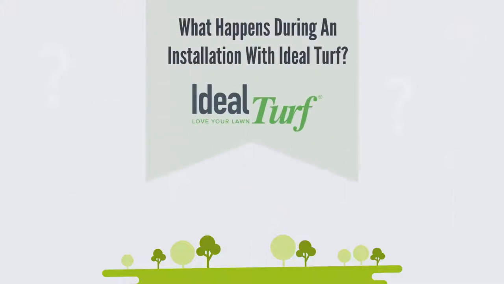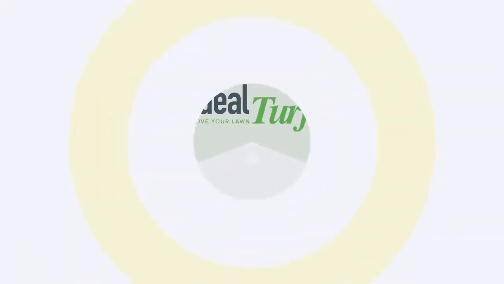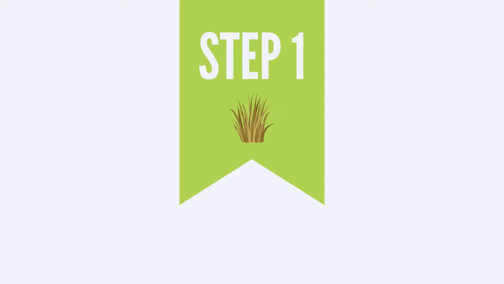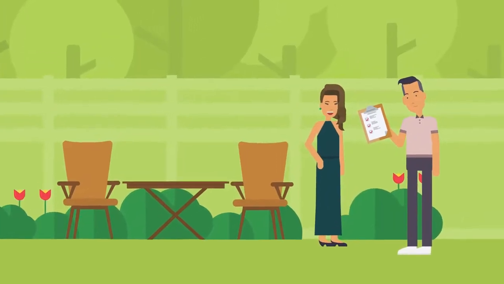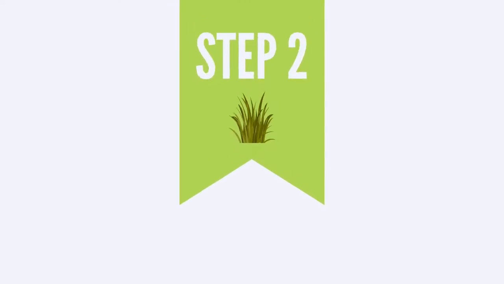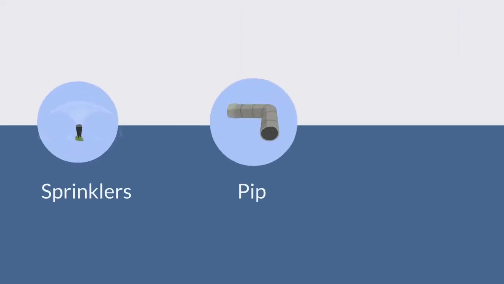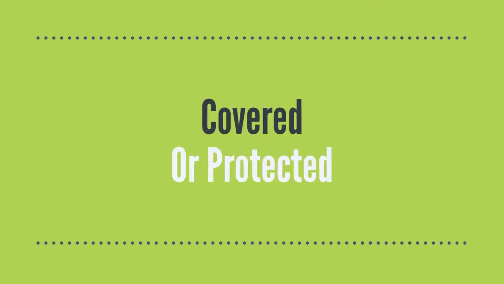What happens during an installation with Ideal Turf? Step 1. The crew will show up on the scheduled installation date and the project supervisor will walk the project area with you. Step 2. The project supervisor will ask you about sprinklers, pipes, wiring, or anything else that will need to be covered or protected during the installation.